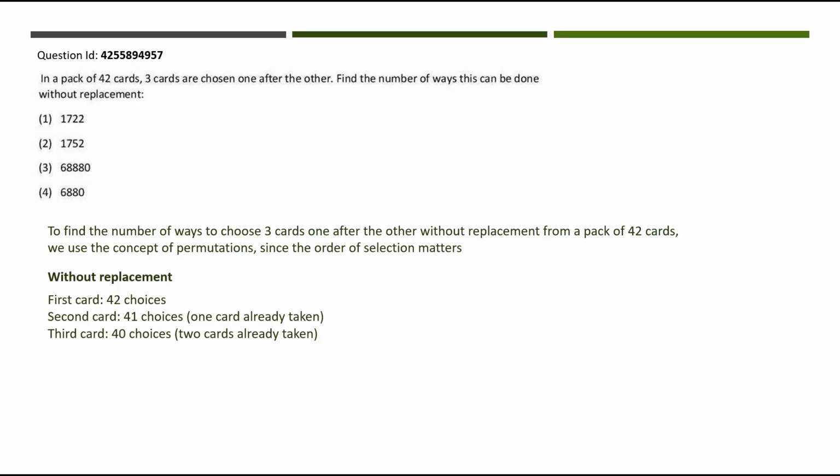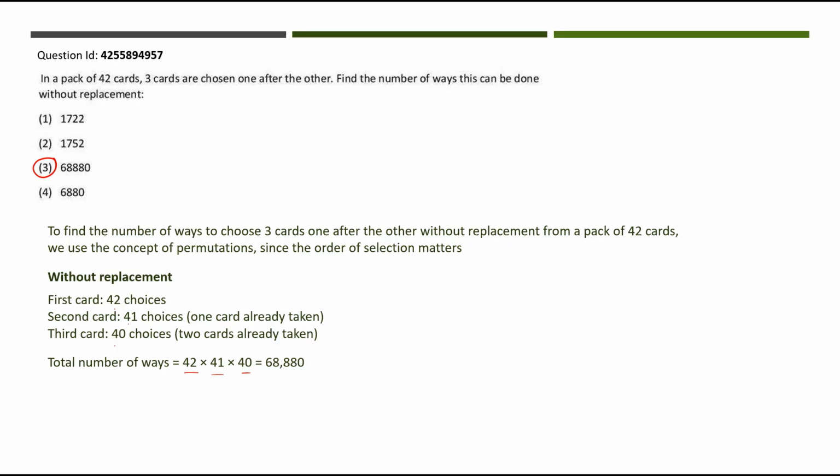For the third card, 2 cards are already taken. So you will have only 40 cards remaining. Out of that, we have to pick the third card. How will we find the total number of ways? You have to just multiply the choices of first card, second card and third card. For first card I have 42 choices. For the second card I have 41 choices. And for the third card I have 40 choices. 42 into 41 into 40 will give a count of 68,880. Option number 3 will be the right answer. This is the case for without replacement.